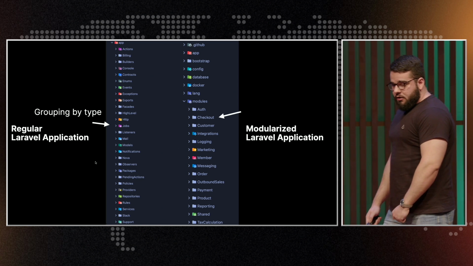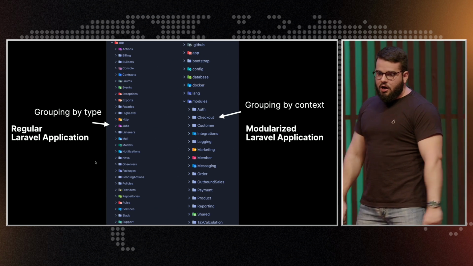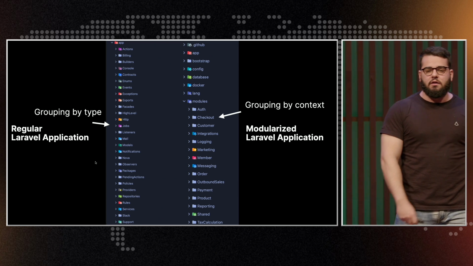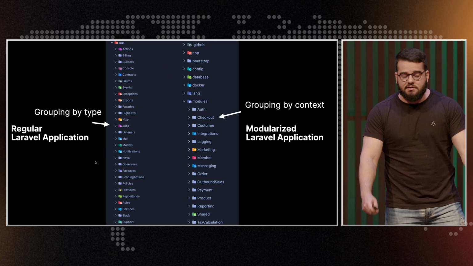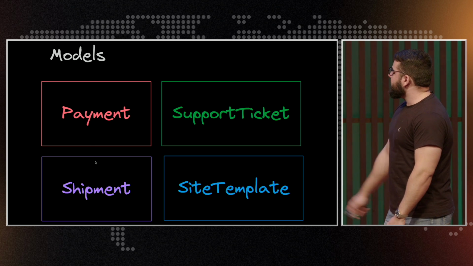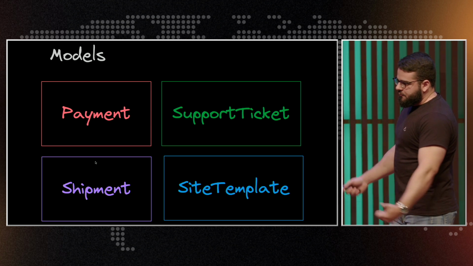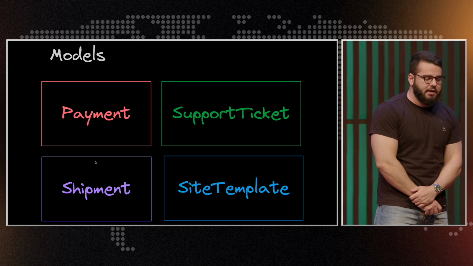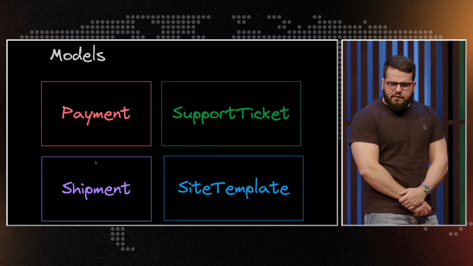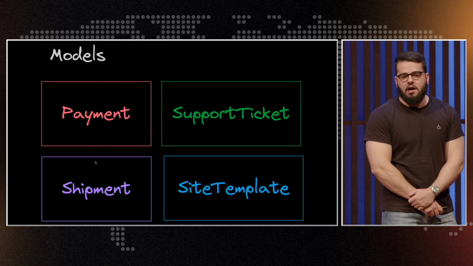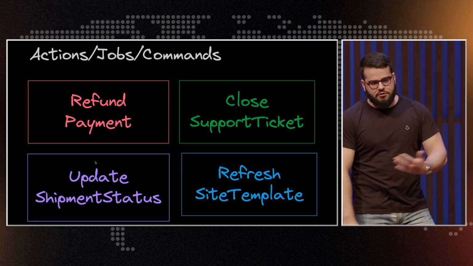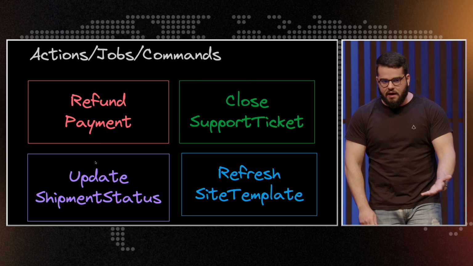So you have grouping by type, like I said, and you have grouping by context. And you can think of the context as, some people are going to call it modules, some people are going to call it domains, features, context. You can have context within context, those are subcontexts. And let's talk about grouping by type real quick. So imagine that you have a few models, right? You have payment, support ticket, site template, and shipment. Why are they together? What do they have in common? They're models, right? And then you have some actions or jobs or commands, whatever you want to call them. Why are they together? Because they're actions.